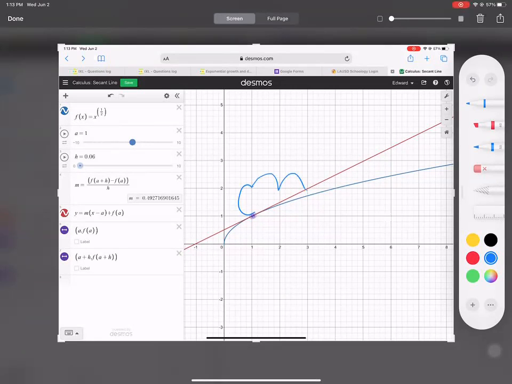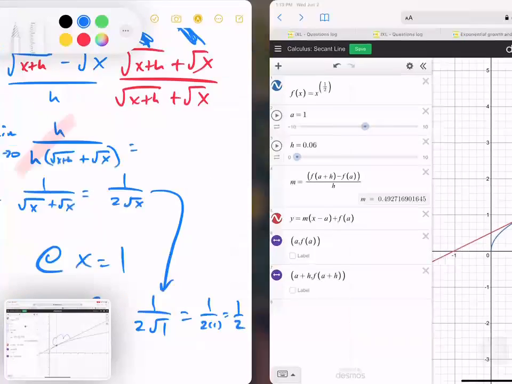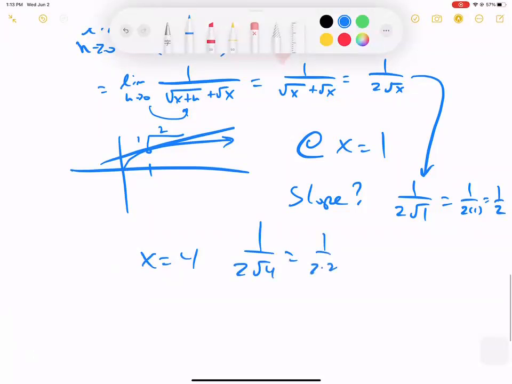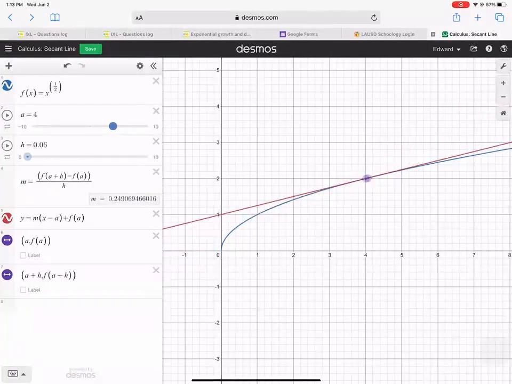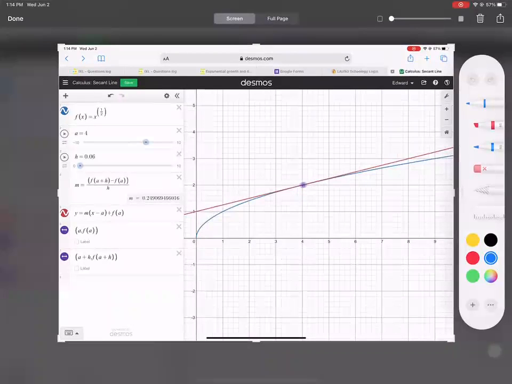If I want the slope at 4, 4 is easy, right? Square root of 4 is 2. With x equal to 4, 1 over 2 square root of 4 is 1 over 2 times 2, which is 1 over 4. So my bet is that at x equals 4, my slope is 1 over 4. Let's move it to 4 real quick. You guys see the 4? Take a look at the slope. I can count for you: 1, 2, 3, 4. That is the rate of change, and that's represented by the tangent line.